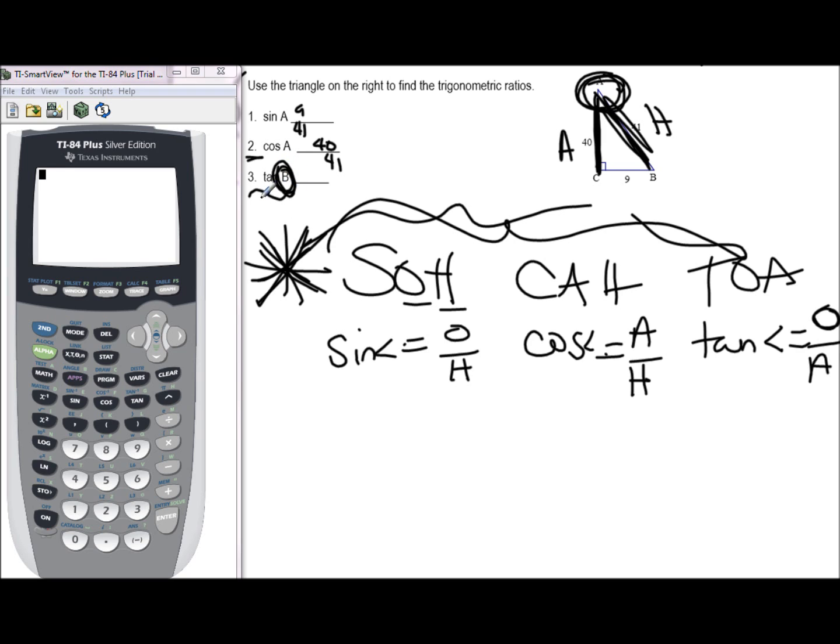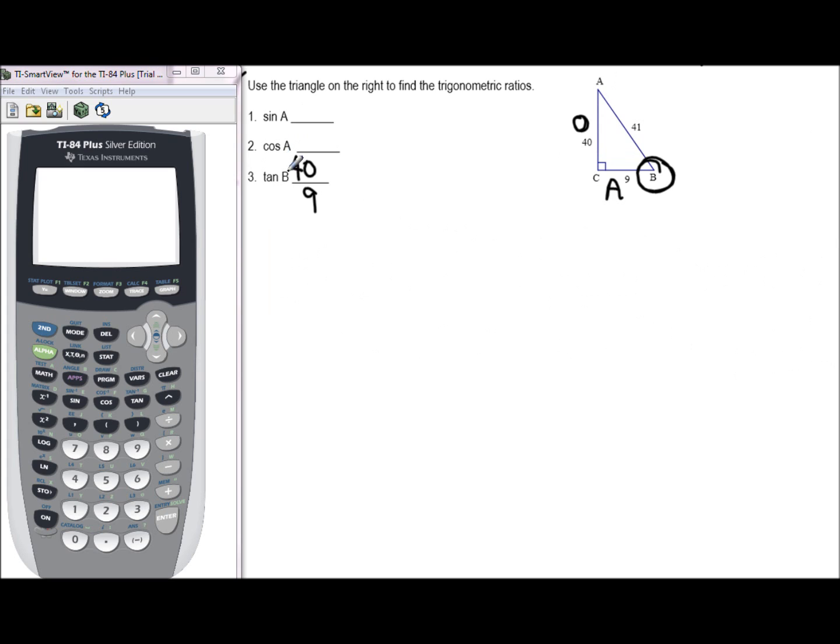Alright, this time we're going to use angle B as our reference angle, and we're going to figure out what the tangent of angle B is. Tangent of angle B is going to be angle B's opposite side over angle B's adjacent side. So the tangent of angle B is going to be angle B's opposite side, 40, over angle B's adjacent side. Remember, adjacent means that it touches the angle, but it's not the hypotenuse, so we can't use 41.